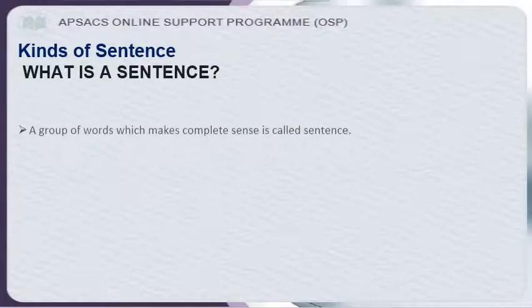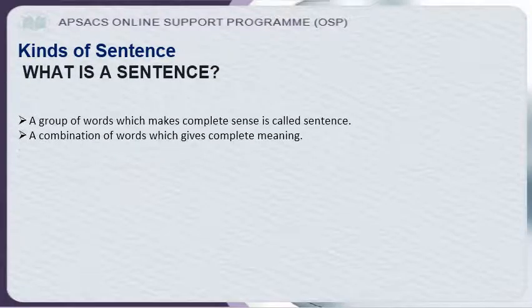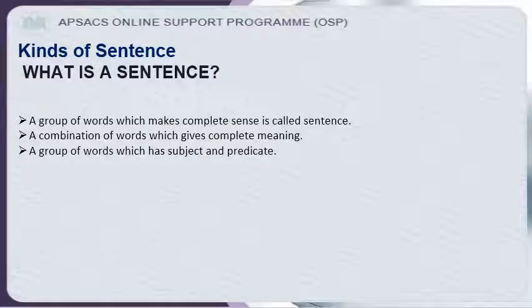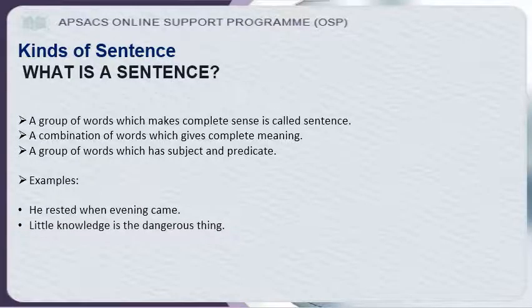What is a sentence? A sentence is any group of words that appear together and make up a complete thought. They convey a complete thought. This is a group of words that has a subject and predicate. Look at the examples. He rested when evening came. Little knowledge is a dangerous thing. Birds fly and fish swim. All these three sentences contain subject and predicate. Also, they convey complete meaning.